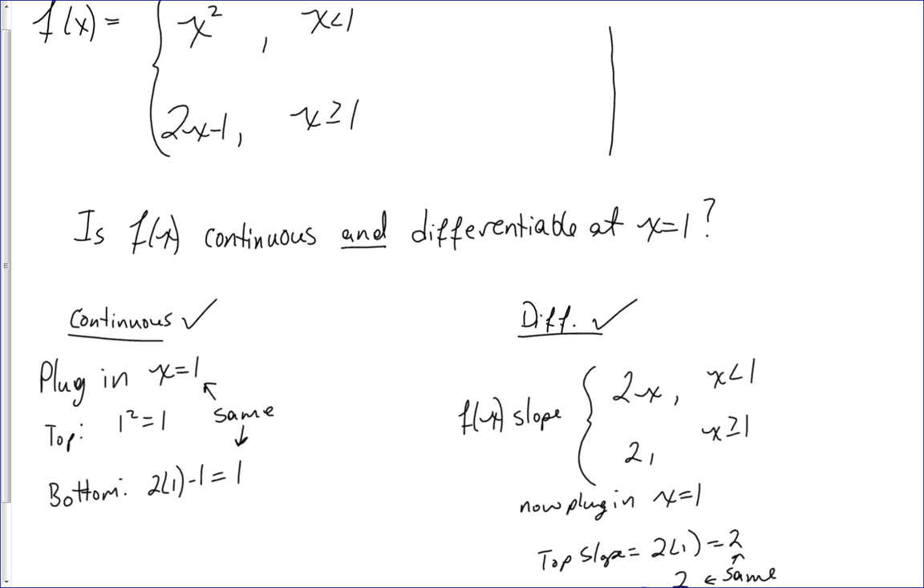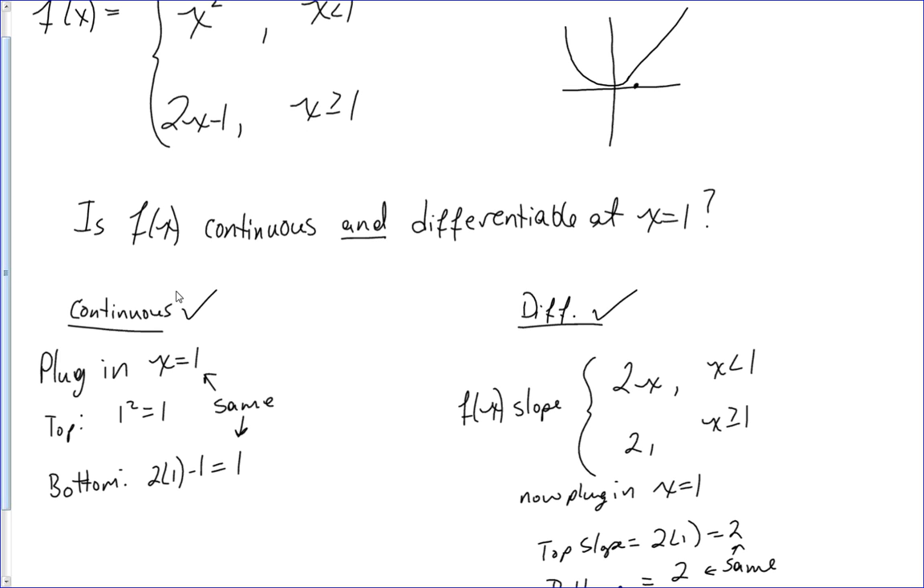If you were to graph this, it would look like this. Here's x equals 1. You'd have your parabola coming from this way, looping down, but when you got to x equals 1, instead of continuing to be a parabola, it is a straight line. So there are no hooks or sharp points. So therefore, this graph is continuous and differentiable, or this function.